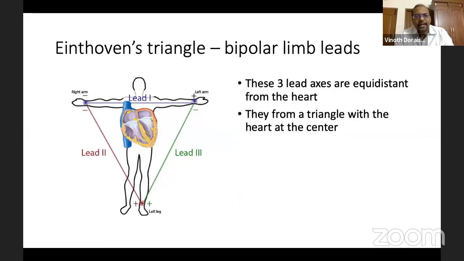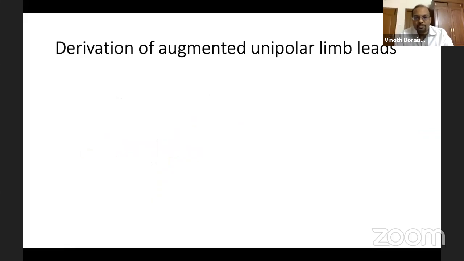So coming to the Einthoven's triangle, the 3 leads, that is lead 1, lead 2, lead 3, are the standard bipolar limb leads. Lead 1 will be between the left arm and the right arm, with the left arm being positive. Lead 2 will be the right arm and left leg, with the left leg being positive. And lead 3 will be between left arm and left leg, with the left leg being positive. So these 3 leads will form a triangle, which is known as the Einthoven's triangle, and the heart is the center of that Einthoven's triangle.